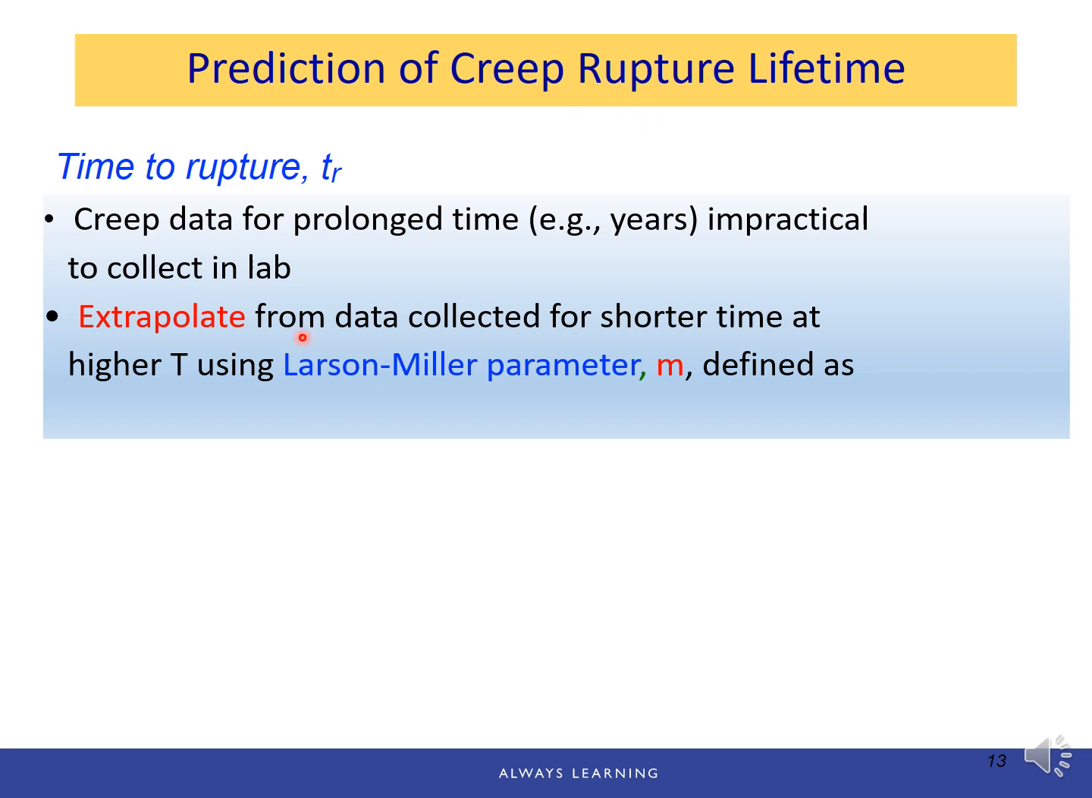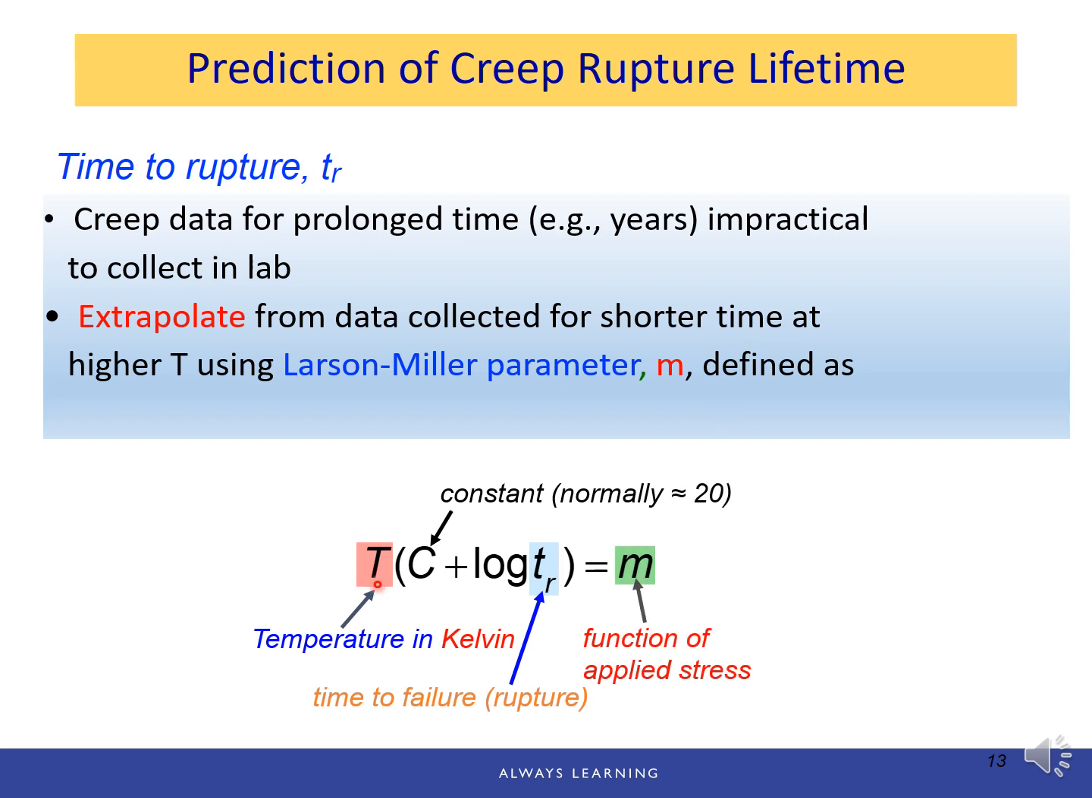One of the most commonly used extrapolation procedures is the Larson-Miller parameter, m, which is defined as T times C plus log T sub r, where T is the temperature in Kelvin and C is a constant, usually 20. Log T sub r is the log of the time to failure or the rupture time, and m is the Larson-Miller parameter.